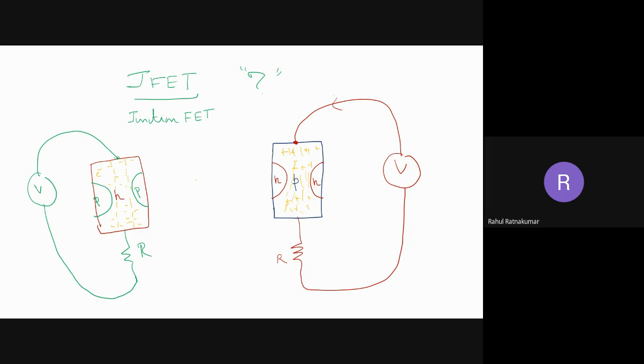So this is the channel, right? This is the channel. The channel is here also. Now, how am I going to control the channel? By controlling the channel, I'm going to control the current flow.